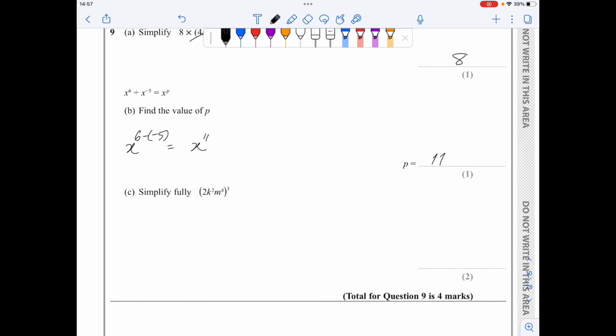And then for part C, I'll need to split this into 3 different terms. So 2 to the power of 3 times k squared to the power of 3 times m to the 4 to the power of 3. The first one gives me an 8, and in the other two I'll multiply the powers, so I will get k to the power of 6, m to the power of 12.